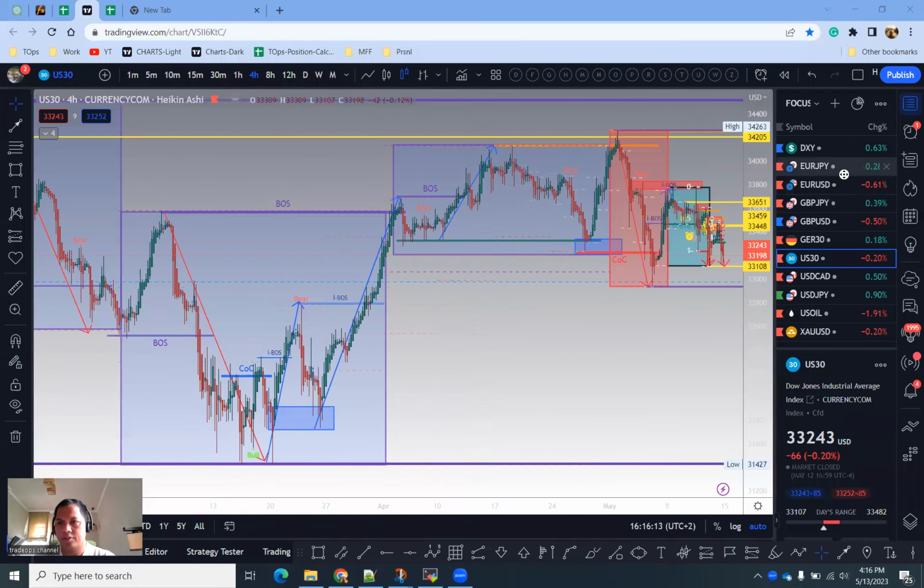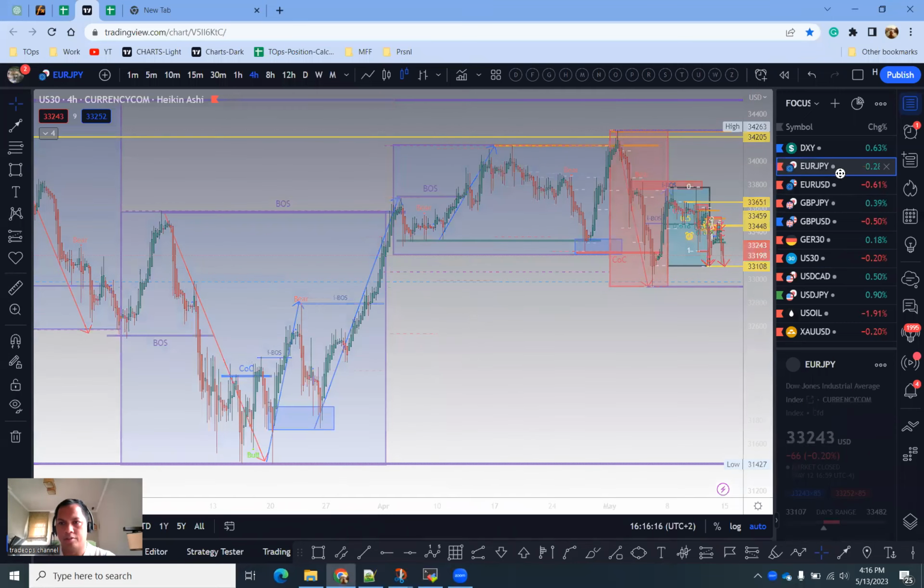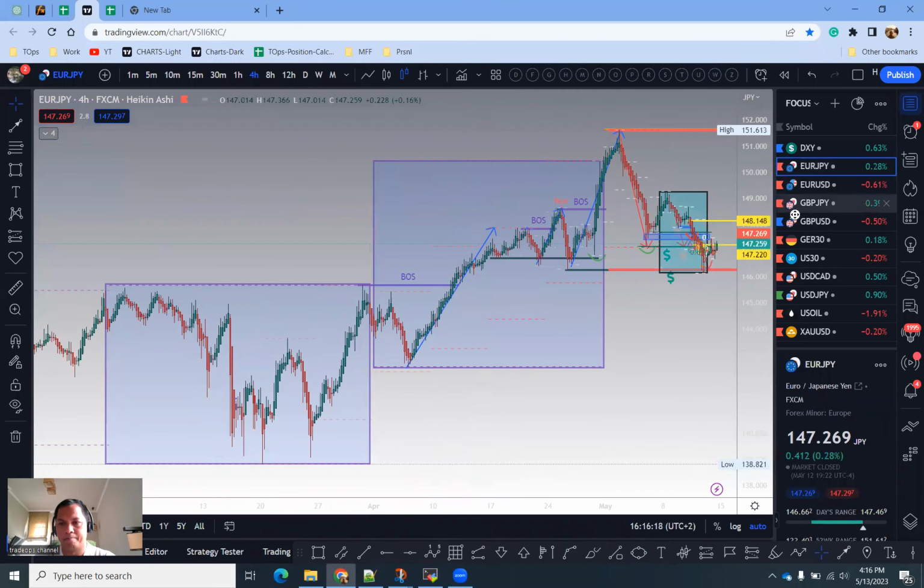Alright, so today ay papakita ko sa iyo yung improvement sa strategy na ginagamit ko everyday. And napansin ko na with this improvement ay malaki talaga yung naging pagbabago ng performance ko sa trading everyday.